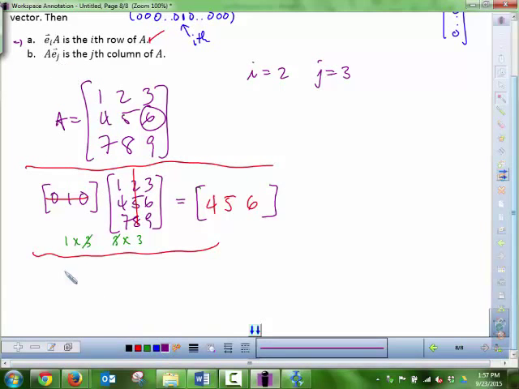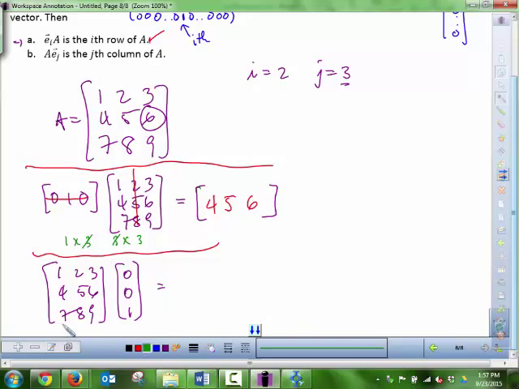Now if I take my matrix A, 1, 2, 3, 4, 5, 6, 7, 8, 9, and I multiply that by a column vector, this time I want my j to be 3, so 0, 0, 1. It's a unit vector with zeros everywhere except for the third spot. So I'm going from a 3 by 3 to a 3 by 1, so my result should be a 3 by 1 matrix. That looks like it's going to be a column vector.